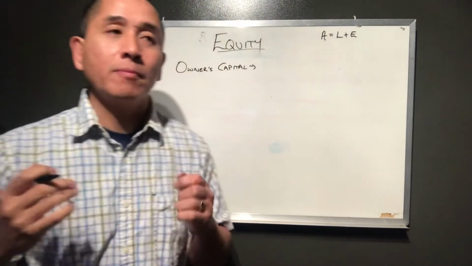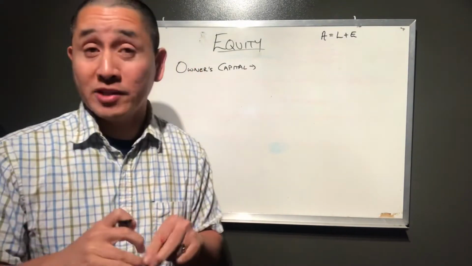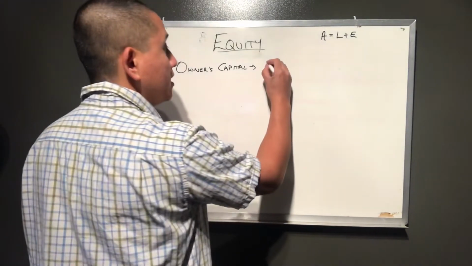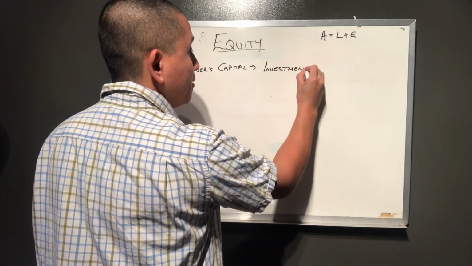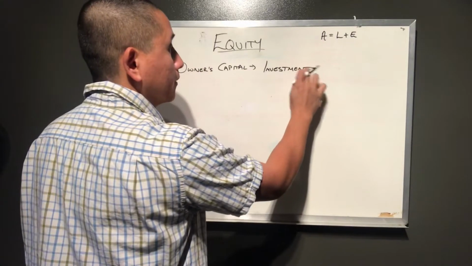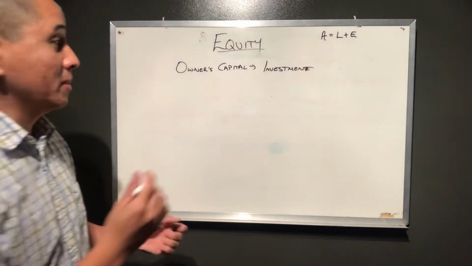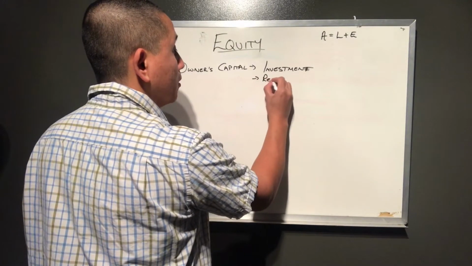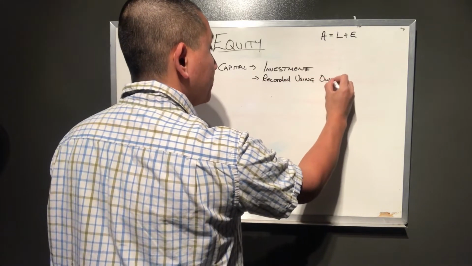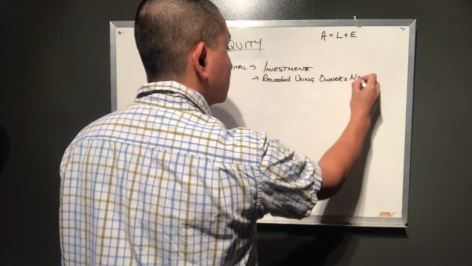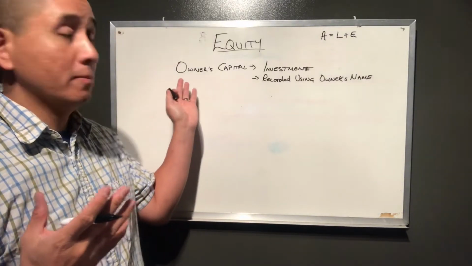Owner's capital: if I wanted to start my own business, there has to be some kind of injection of cash, for example if I have the savings necessary to do so. So this would be the investment, the initial investment, that is made by the owner, and it's recorded using the owner's name. For example, owner's capital would be Michael's capital.